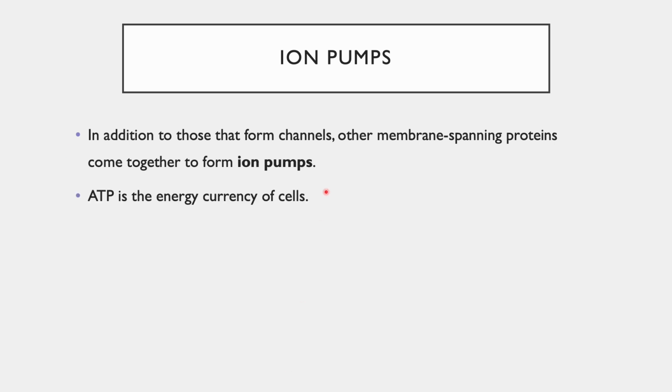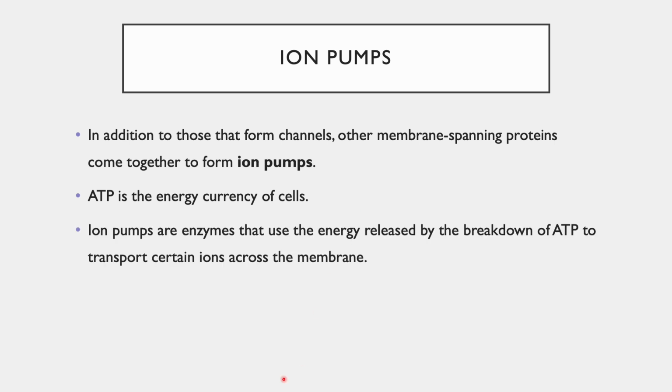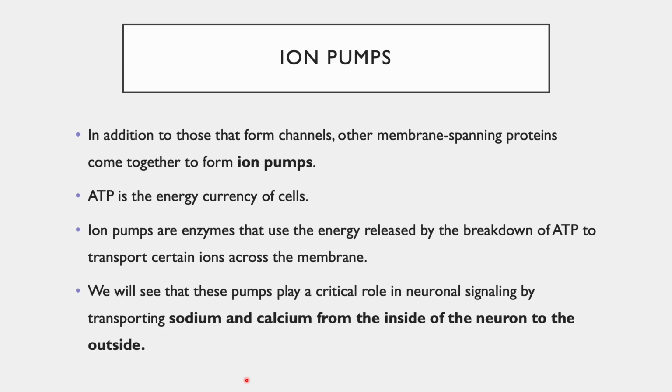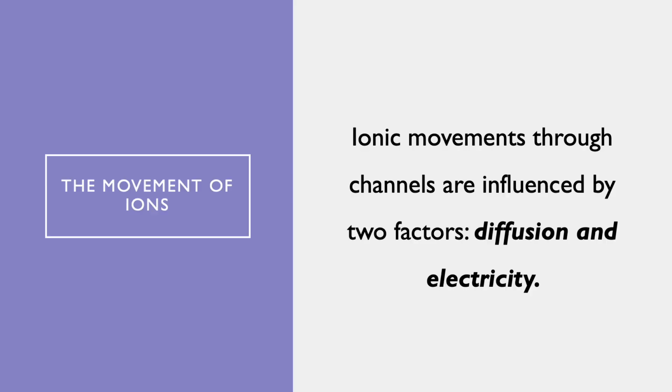Ion pumps work a little differently because they require the use of adenosine triphosphate, ATP, the main energy currency of cells. Ion pumps are actually enzymes, and their function is to break down ATP and use that energy to transport certain ions across the membrane. We'll see that these pumps play a critical role in neuronal signaling and transporting things like sodium, potassium, and calcium in and out of neurons.